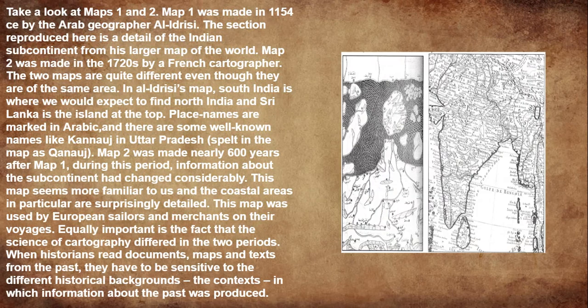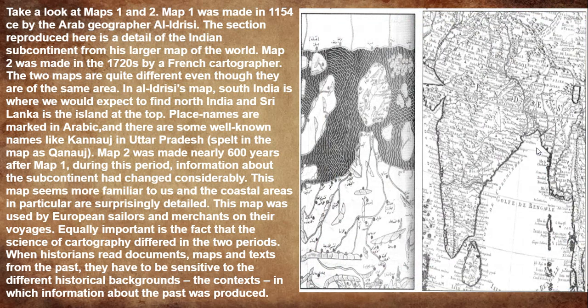Now, take a look at maps 1 and 2. Map 1 was made in 1154 CE by the Arab geographer Al-Idrisi. The section reproduced here is a detail of the Indian subcontinent from his larger map of the world. And map 2 was made in the 1720s by a French cartographer.